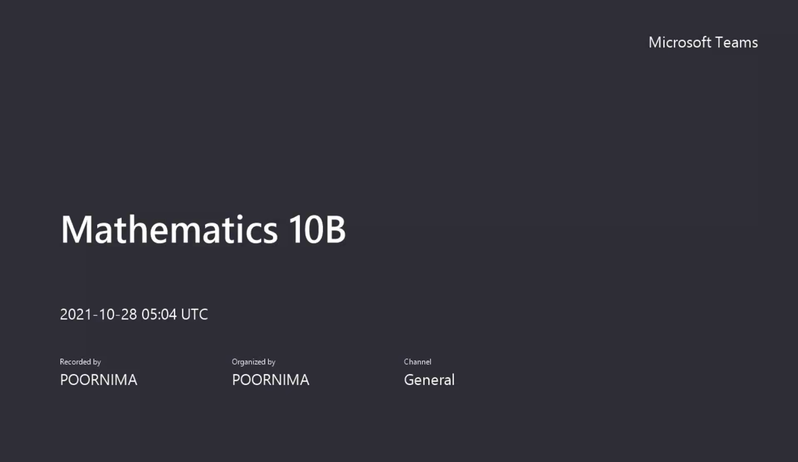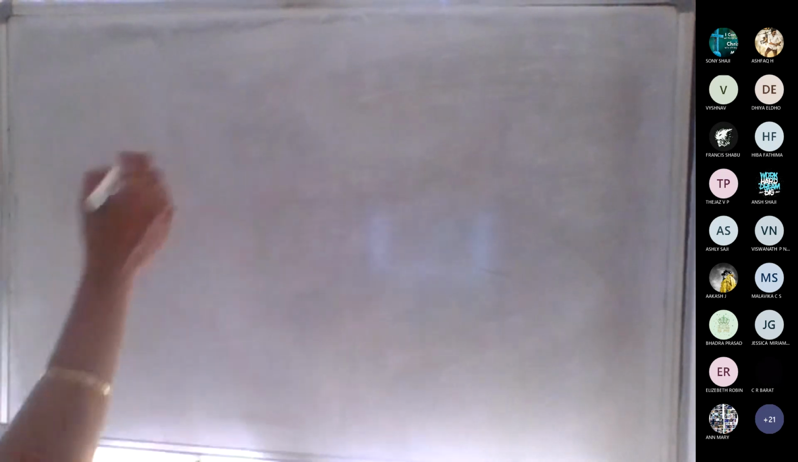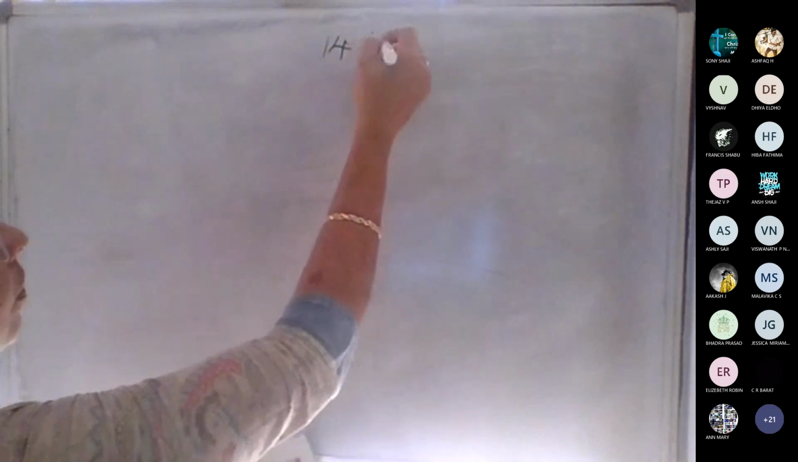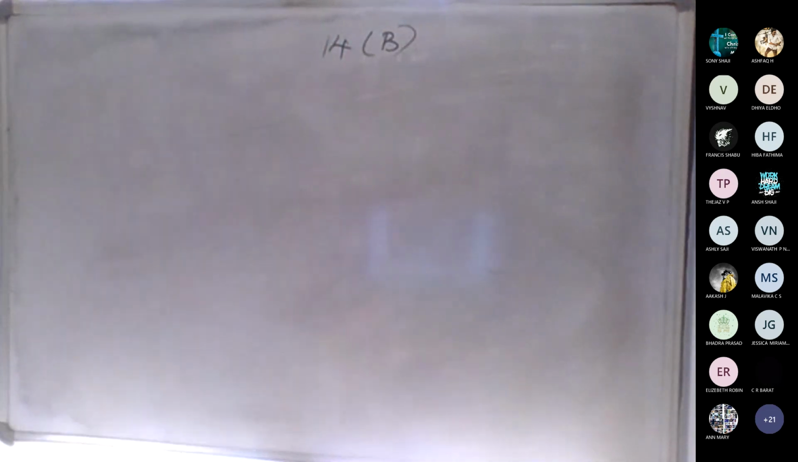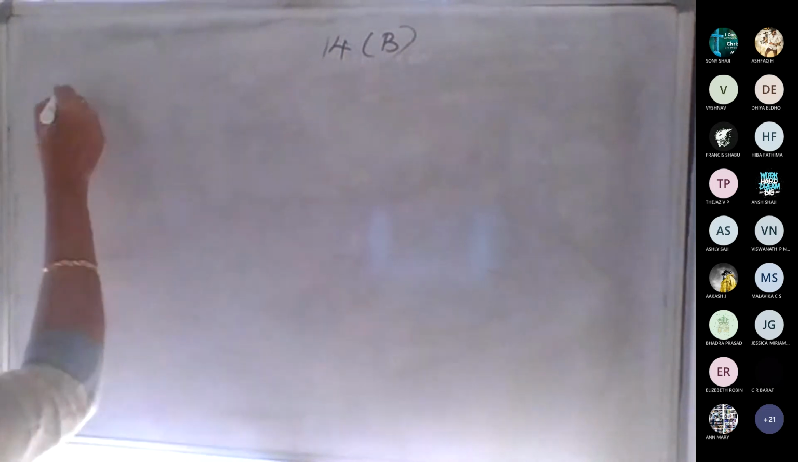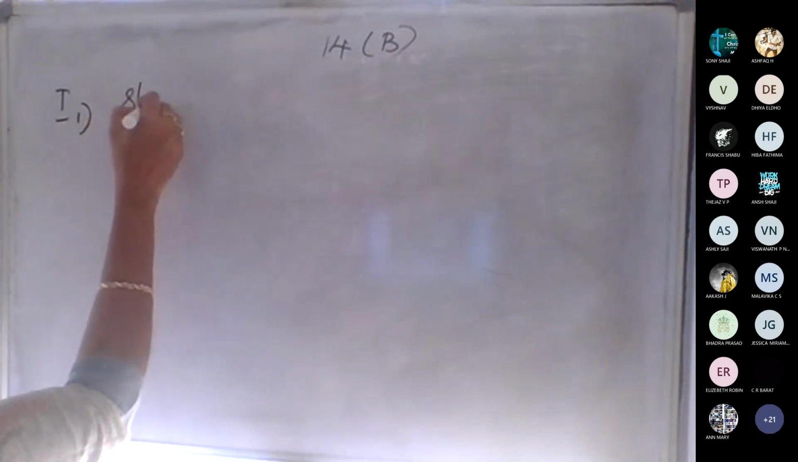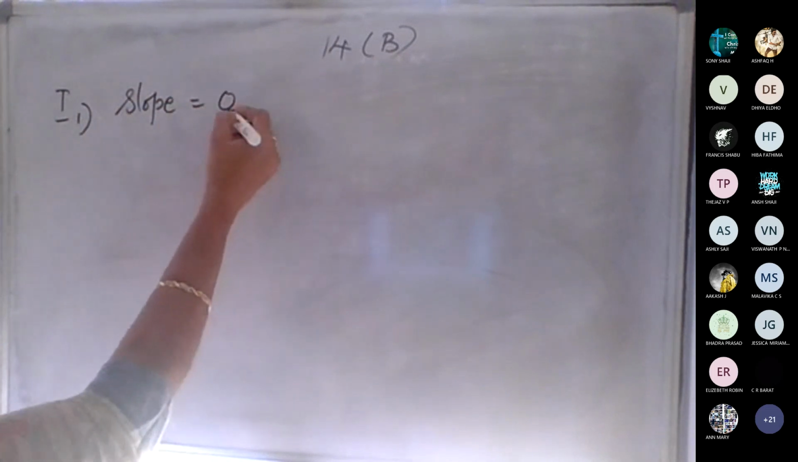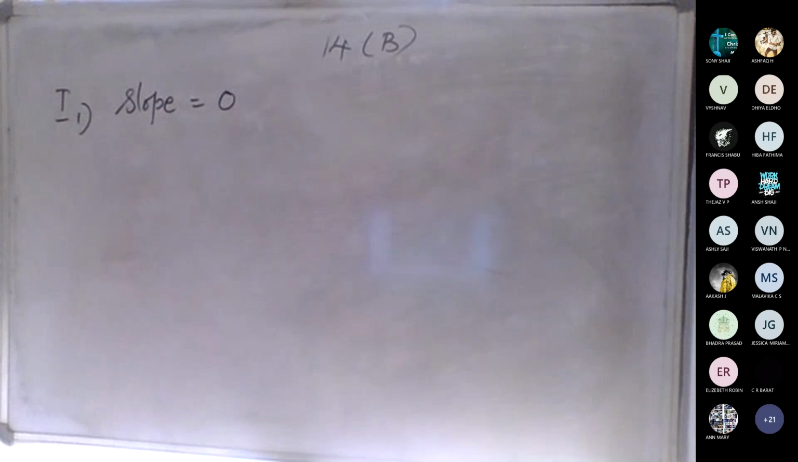Question number 2. Find the inclination of the line whose slope is 0. Inclination of the line whose slope is given as 0. Slope is equal to 0. We have to find out the inclination theta.